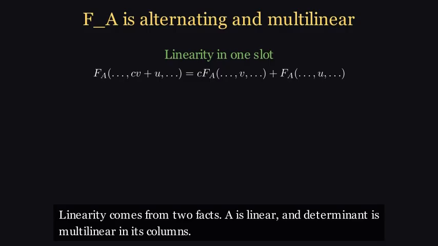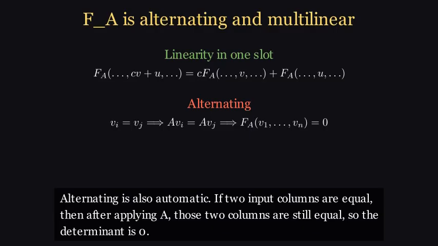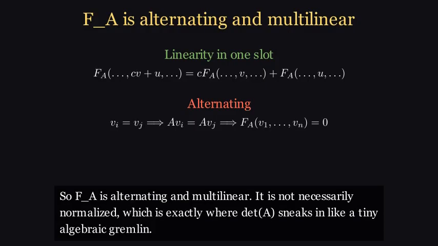Linearity comes from two facts. A is linear, and determinant is multilinear in its columns. Alternating is also automatic. If two input columns are equal, then after applying A, those two columns are still equal. So the determinant is 0. So f sub A is alternating and multilinear. It is not necessarily normalized, which is exactly where determinant of A sneaks in like a tiny algebraic gremlin.